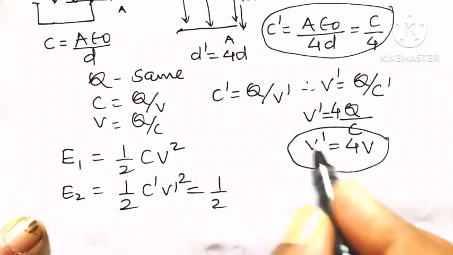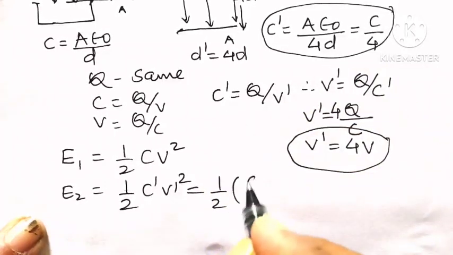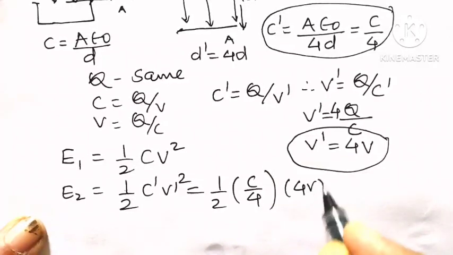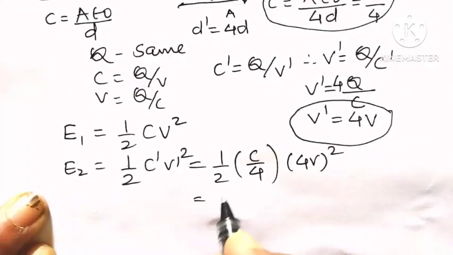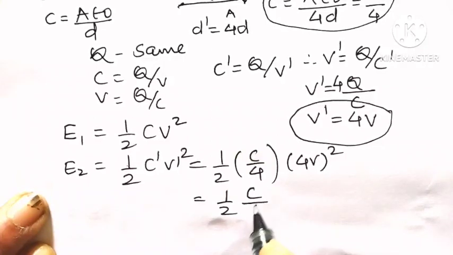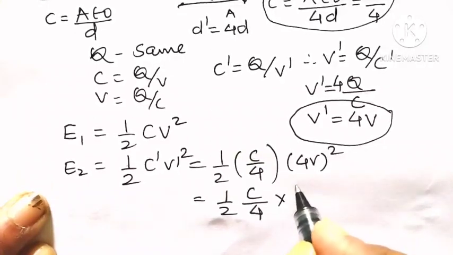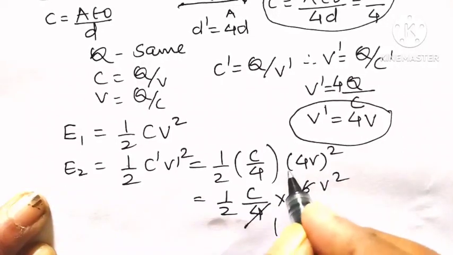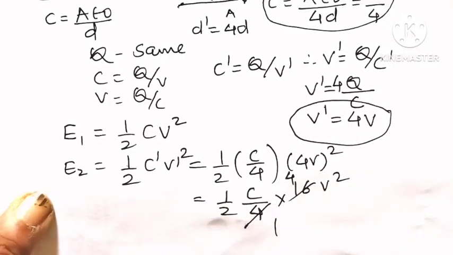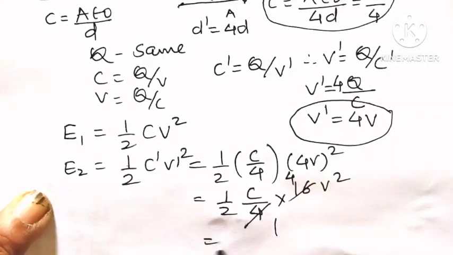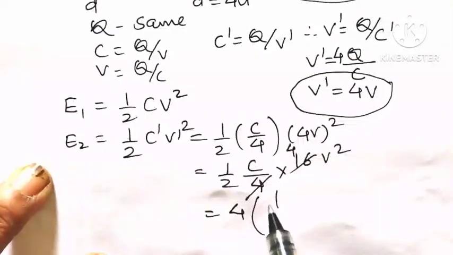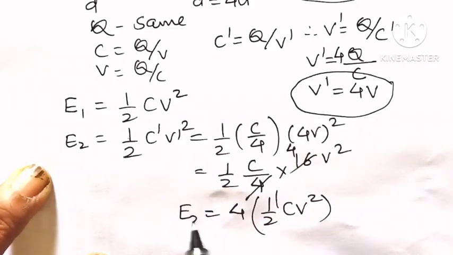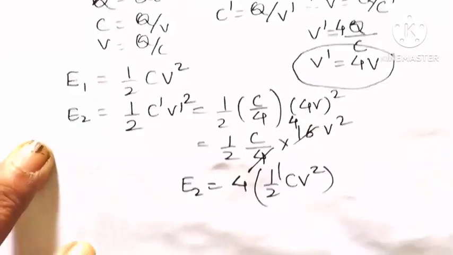That is equal to half of, what is the value of C dash? It is C by 4, and what is the value of V dash? It is 4V, and its square. So that is equal to half of C by 4 into 16V square. So 4 ones are 4, 4 fours are 16, that is equal to 4 times of 1 by 2 CV square. So E2 is equal to 4 times half CV square.